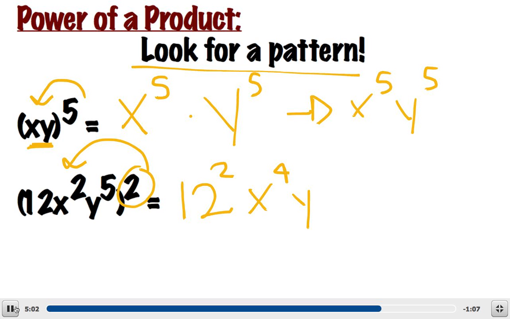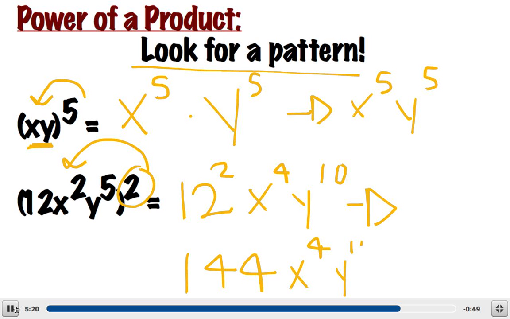y to the power of 5 squared, again, with power of a power, I multiply my exponents, so it's going to give me y to the power of 10. I can simplify my answer because 12 squared can be written as 144 times x to the 4th times y to the 10th. So that's how to use the power of a product property.